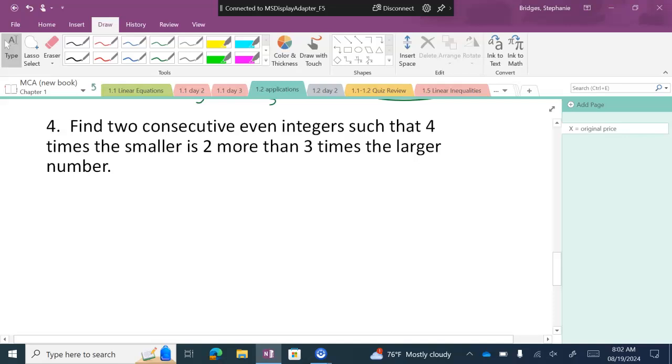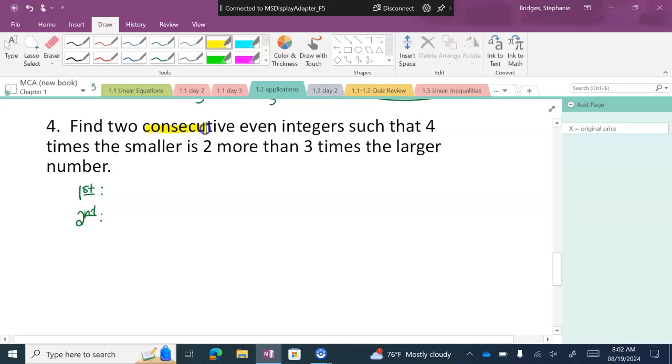How many numbers is it asking me to find here? 2. Okay, so what we have to do is represent both of the unknown numbers. And so when we have cases like this, I just call one the first number and one the second number. Okay, first number, second number.